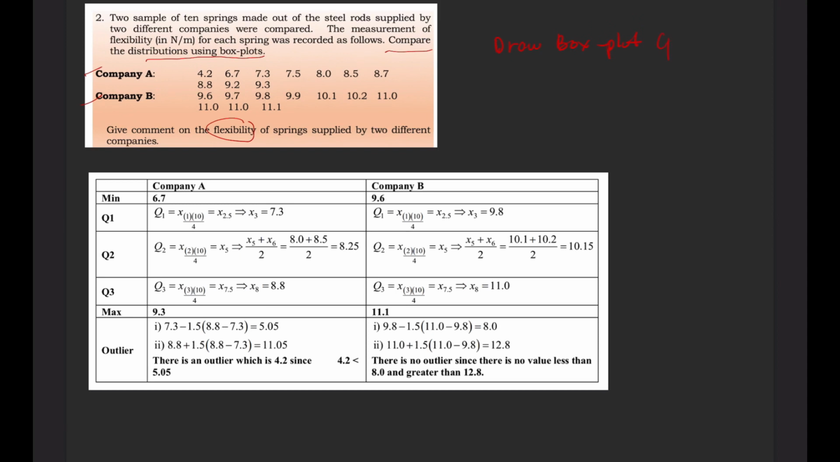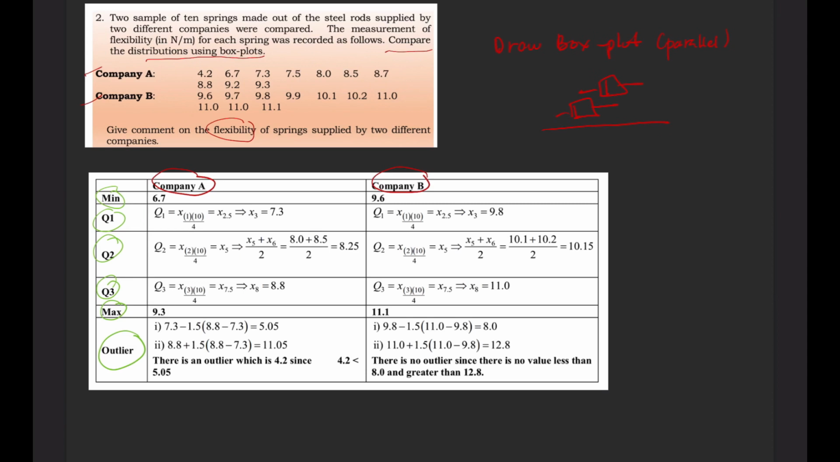Now we want to draw box plots in parallel. So you will have 2 box plots on the same axis. What you need to do: you have company A and company B. Find all the 5-number summary for both companies. Find the minimum, Q1, Q2, Q3, maximum, and the outliers. I give you the solution already, so follow the same steps.